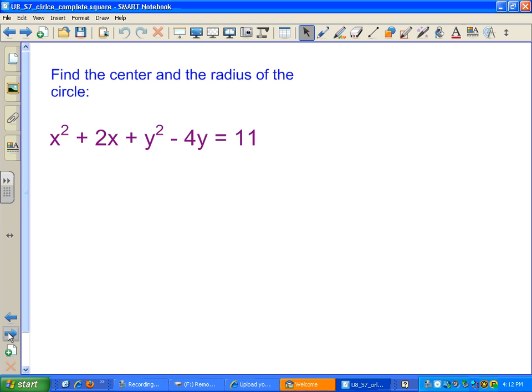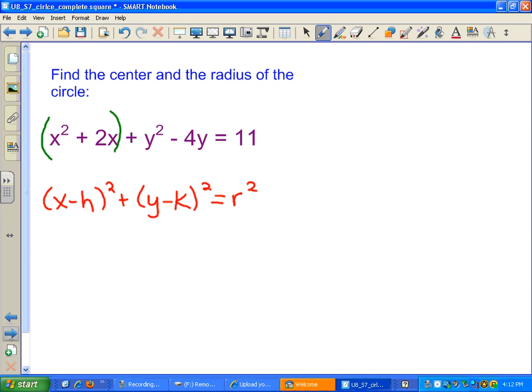But notice it's not in the standard form that we need. The standard form that we need is (x minus h) squared plus (y minus k) squared is equal to r squared. So here's what we do. We group similar terms. We have x squared, and I'm going to group that with 2x. And then we have y squared, and I'm going to group that with negative 4y.